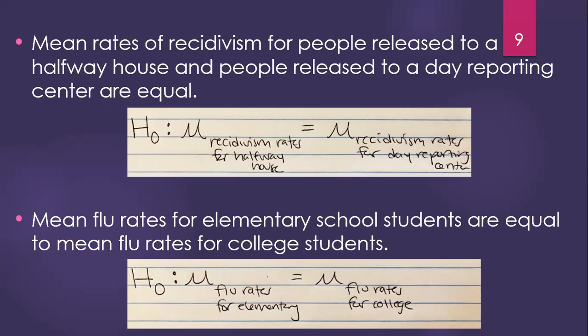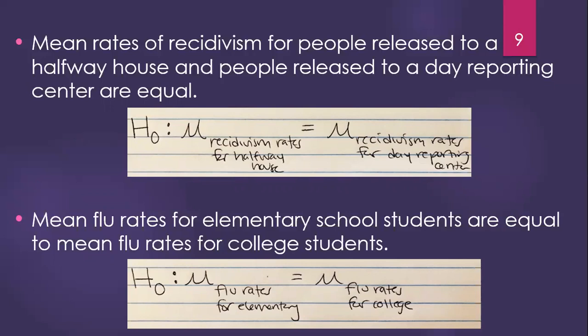So the first step is to figure out what's the independent and what's the dependent variable. Here we're asking, does school level influence flu rates? So that first blank influences blank. That first blank is the independent variable. So school level is our independent variable, and flu rates is our dependent variable.